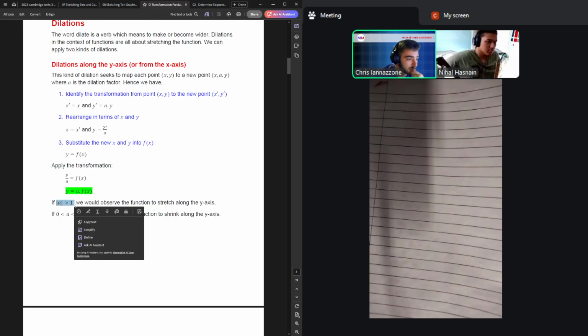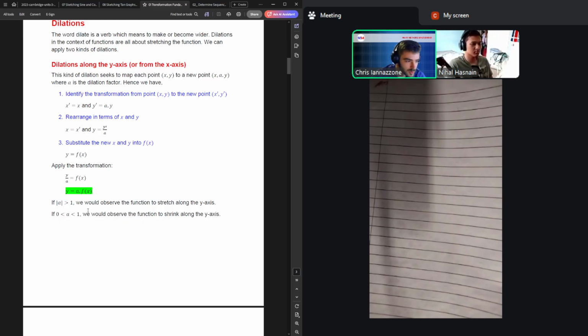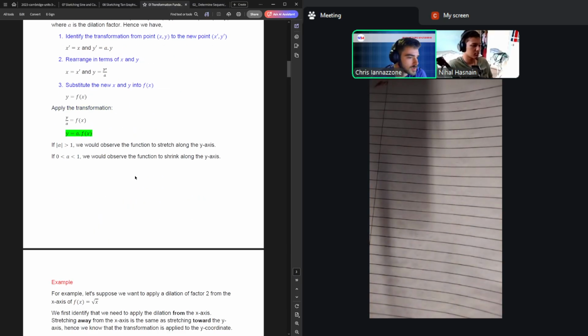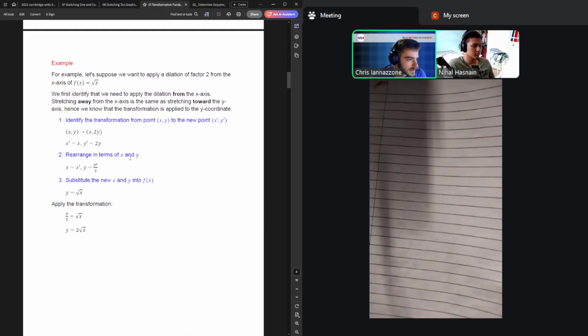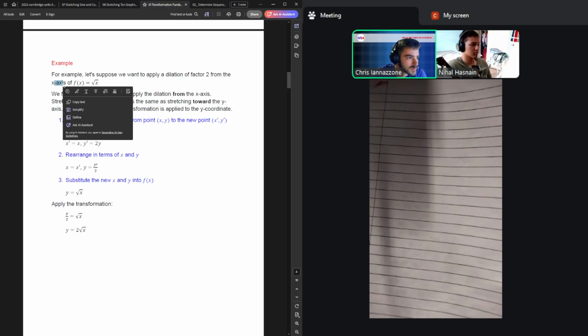If you have a number bigger than 1, it'll stretch further along the y-axis. If it's between 0 and 1, you'll actually see it shrink along the y-axis. So here's a quick example, right? Applying a dilation factor of 2 from the x-axis for this particular function. Well, the dilation factor is 2, so you're now going to have 2y. Again, it's from the x, away from the x.